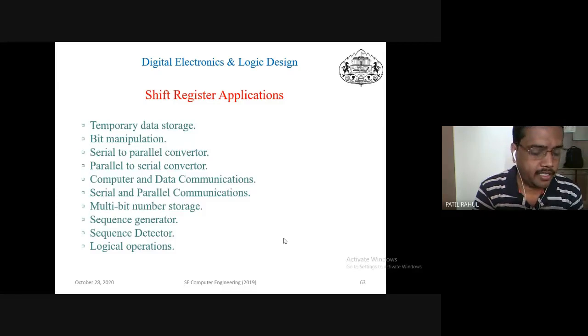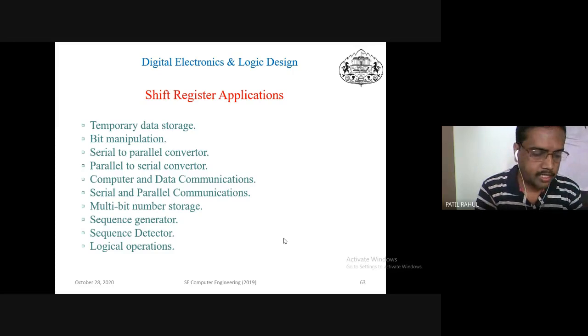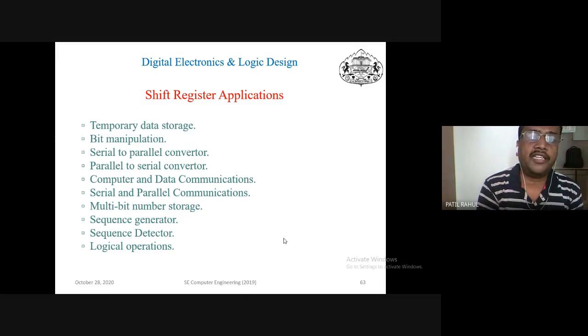Actually, this sentence suggests itself what the use of this application is as concerned to the shift register, because you already know the register is nothing but a number of flip-flops. When a number of flip-flops come together, they form a register. Each flip-flop stores one bit at a time, so when a number of flip-flops come together, you can store multiple bits at a time. So this is the application of shift register.